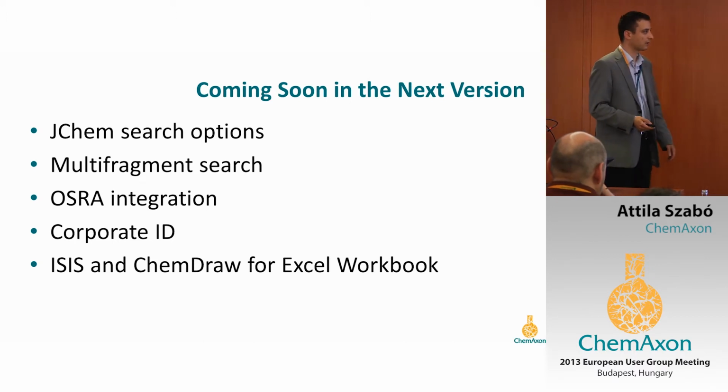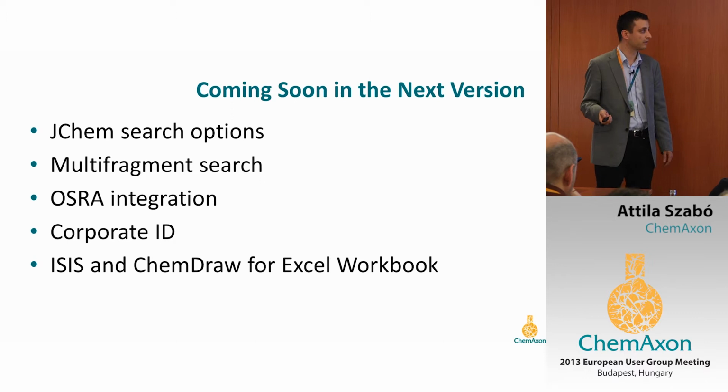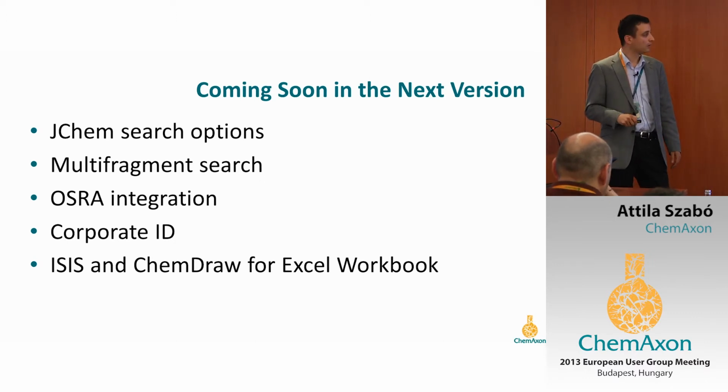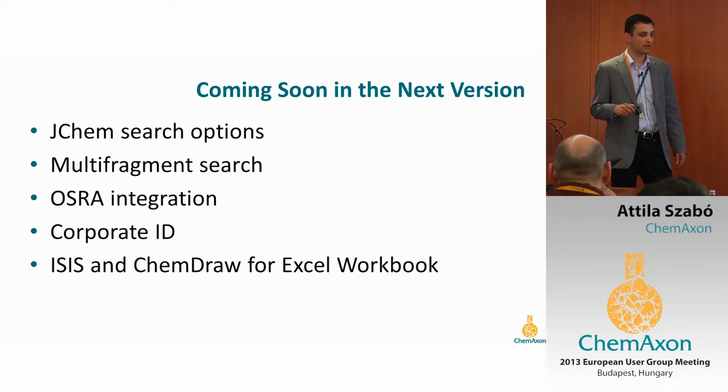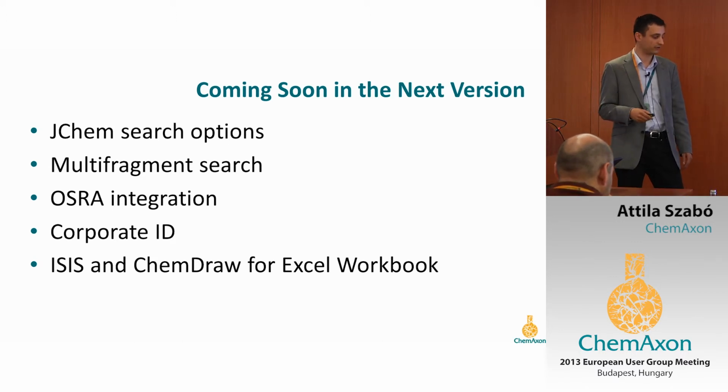And now let's go through quickly what's going to be new in the next coming release. We will have integrated the JChem search options, and a multi-fragment search which allows you to combine different structure searches at the same time. We also work to have OSRA integrated to find chemical structures in images. And which is very important, I think, is that if you have a corporate ID system at your company, then JChem for SharePoint search will be able to return corporate IDs as a structure hit. And finally, ISIS and ChemDraw server books are also going to be searchable.